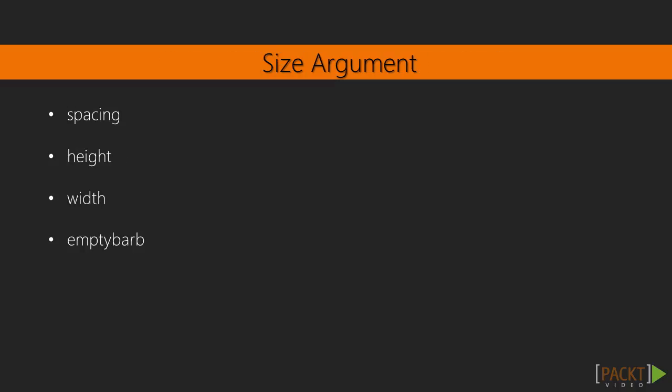The size argument specifies the relation of a feature to the length of the barb. This is a collection of coefficients that can be specified using any or all of the following keys. Spacing. This defines the space among the features of the flag or barb. Height. This defines the distance from the shaft to the top of the flag or barb. Width. This defines the width of a flag. Empty barb. This defines the circle radius used for low magnitudes.